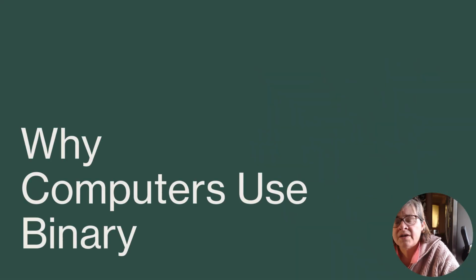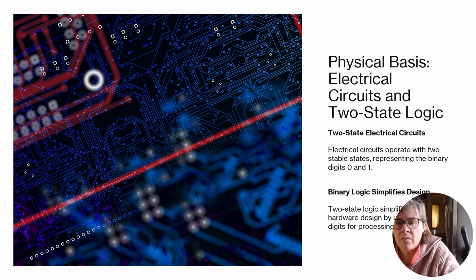The following section explains the physical reasons for using binary in computers, focusing on electrical circuit design, reliability, and computational advantages. Computers rely on electrical circuits that have two stable states, on and off, which naturally correspond to the binary digits 1 and 0. This two-state logic simplifies hardware design.